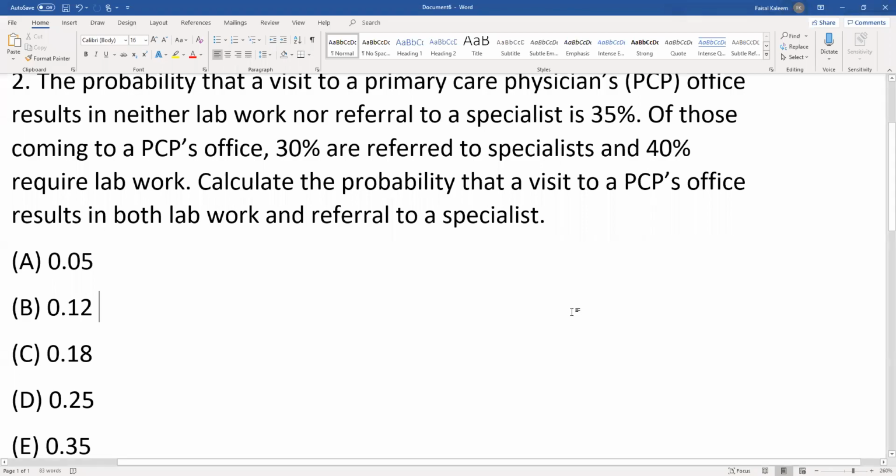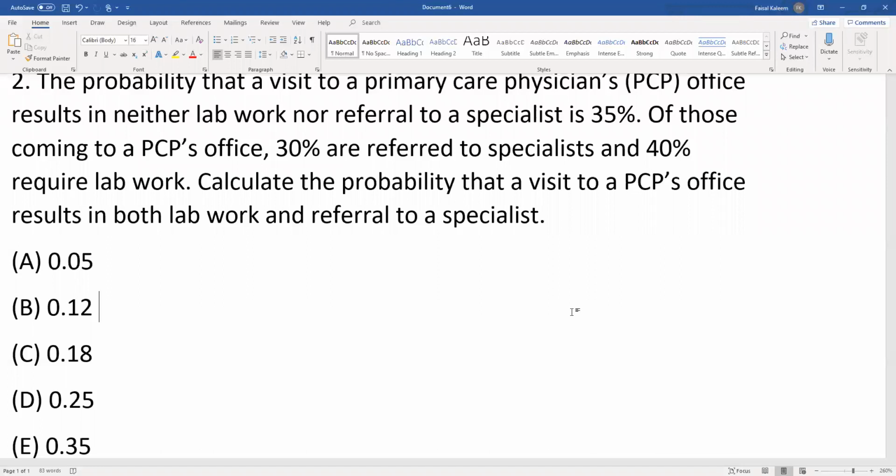The probability that a visit to a PCP's office results in neither lab work nor referral to a specialist is 35%. Of those coming to a PCP's office, 30% are referred to specialists and 40% require lab work. Calculate the probability that a visit to a PCP's office results in both lab work and referral to a specialist.